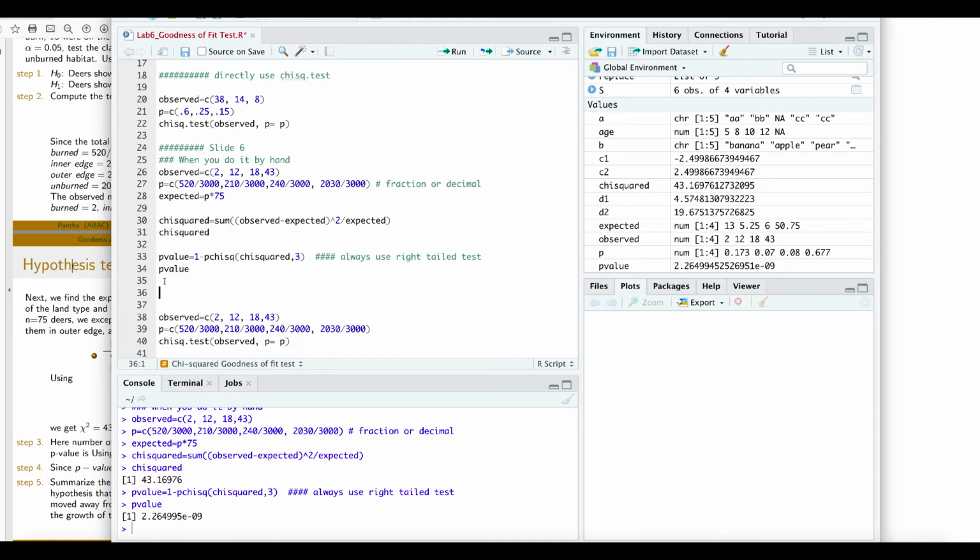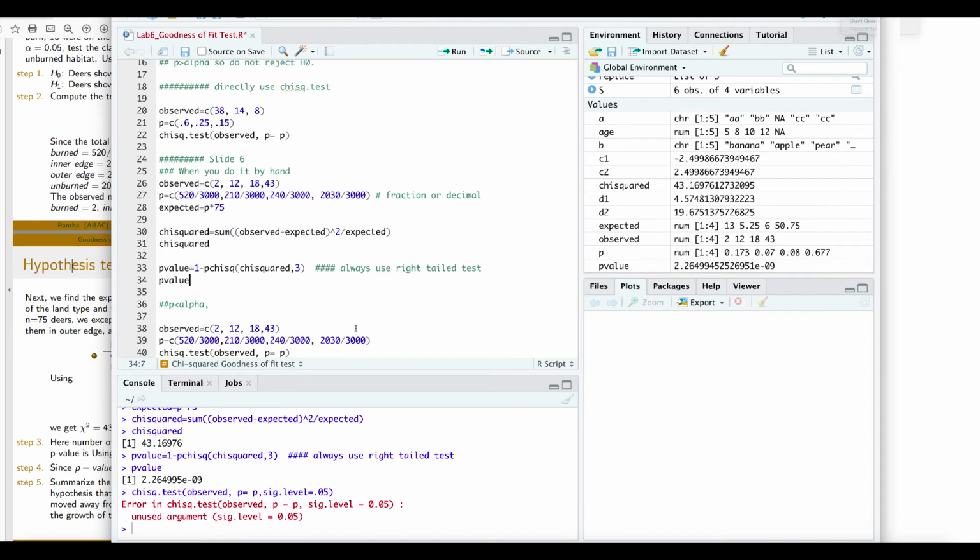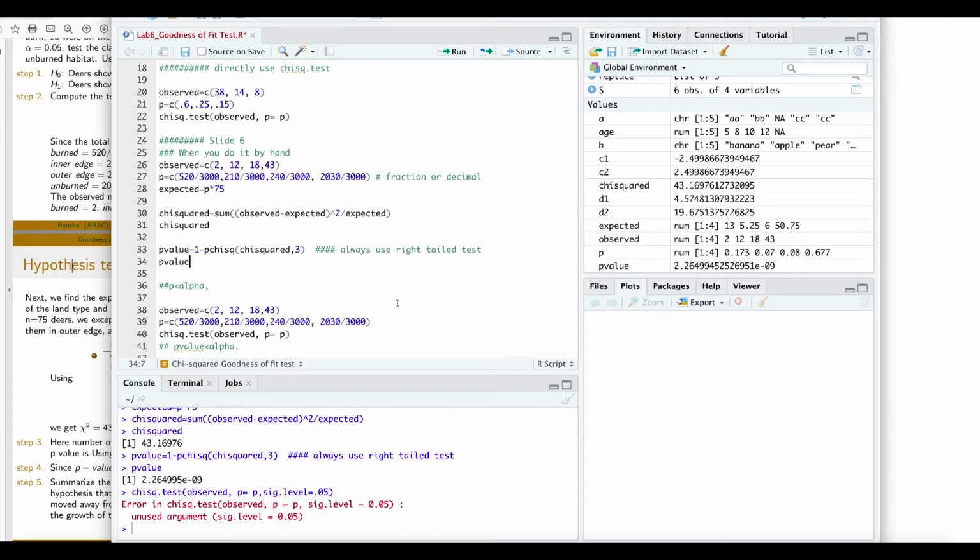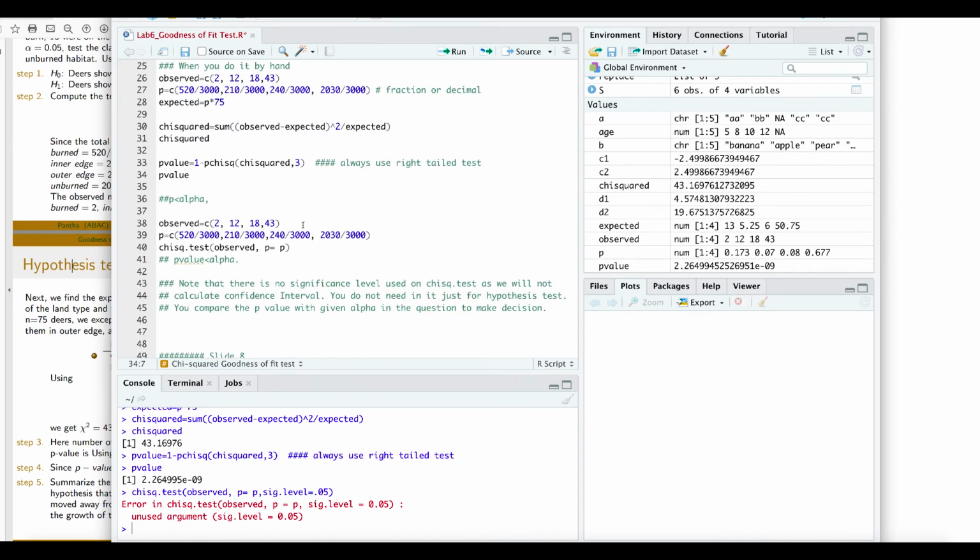So you can say p is less than alpha. Okay, so if you want to do it directly using R, what you do again is you put the fraction of each land type or each region for p, and then the observed is observed. So you do chisq.test(observed, p = p). That is the probability or the fraction. Okay, so again the p-value is less than alpha.